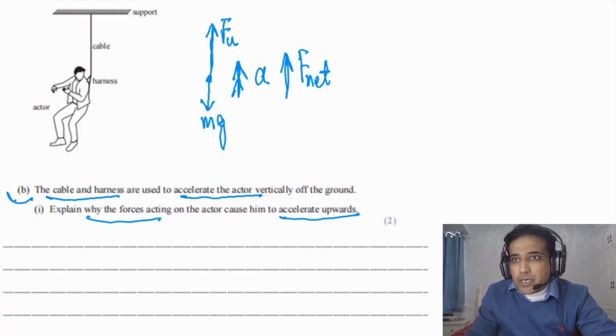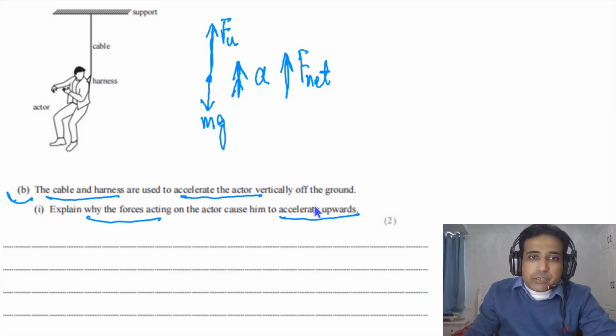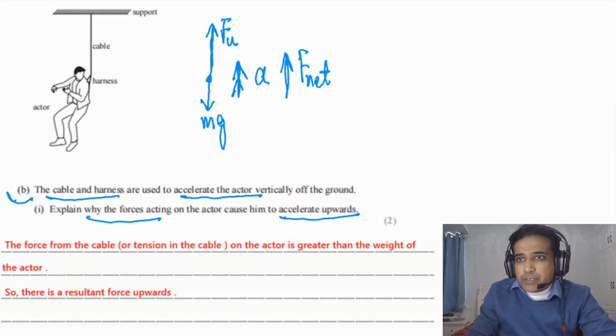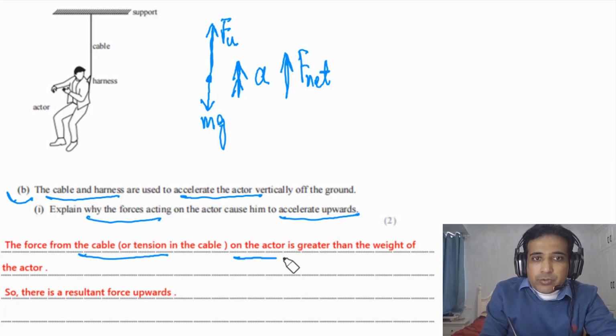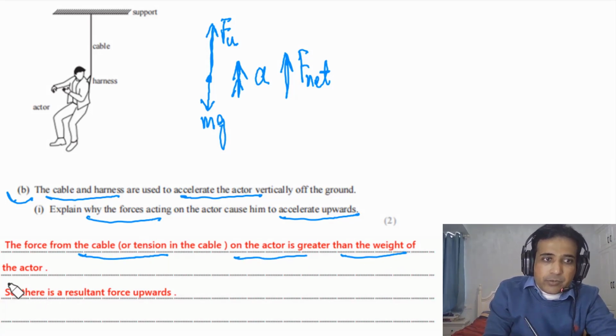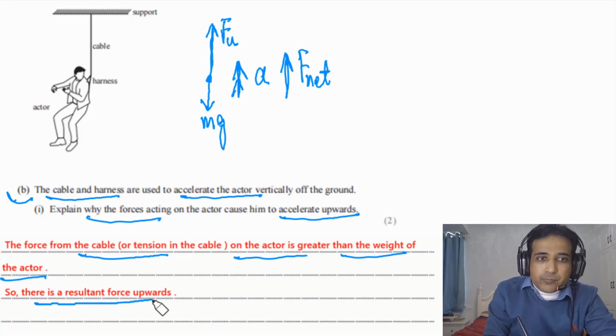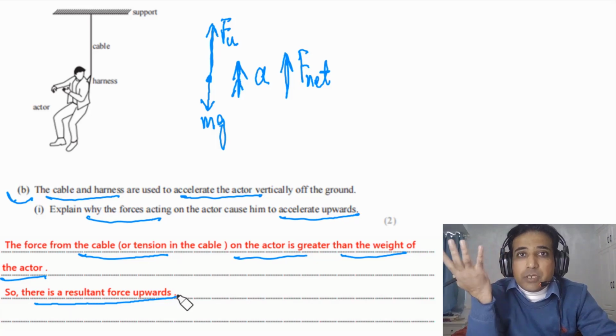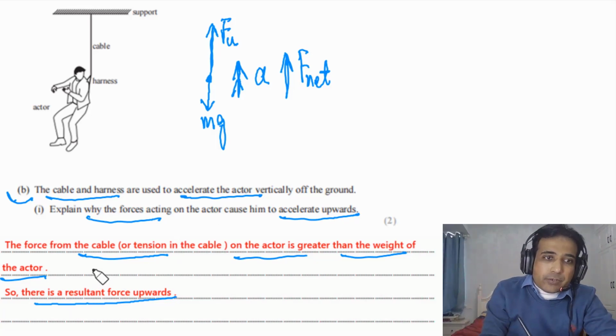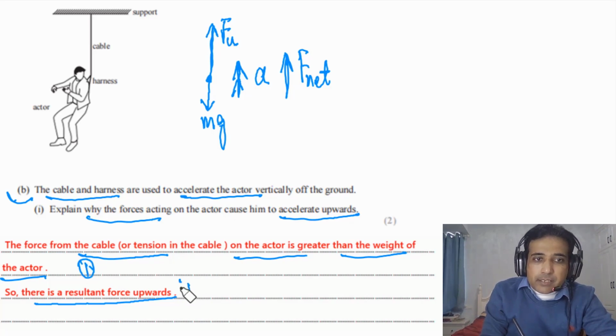This question has 2 marks, so this is how we can write down our final answer. In the answer we can say the force from the cable on the actor is greater than the weight of the actor, so there is a resultant force upwards. That's the reason this actor will accelerate upwards. If we have written these 2 points, you will get 2 marks, one for the first point and the second mark for the second point.